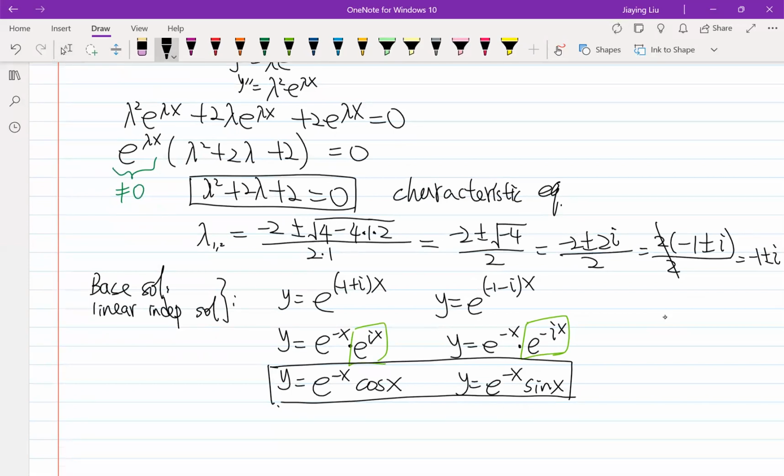So for this, just for practice, we're going to use the base solutions e to the negative x cosine x, e to the negative x sine x. For the general solution, it's going to be c1 e to the negative x cosine x plus c2 e to the negative x sine x. Any questions?